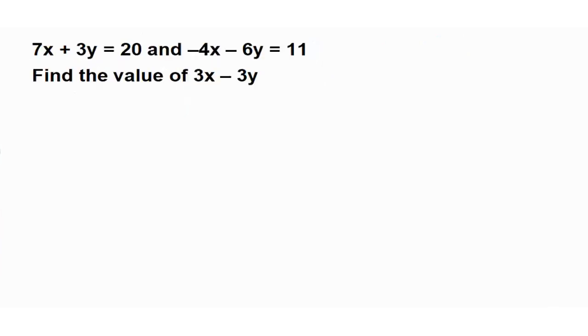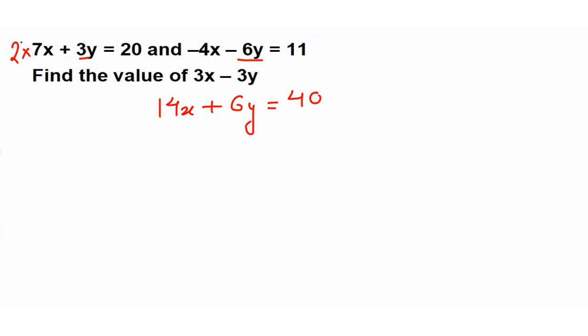And you all can just pause the video and try solving these equations. Next is 7x plus 3y equals 20 and minus 4x minus 6y equals 11. We have to find 3x minus 3y. So first we'll have to find x and y. Easiest way will be elimination method. We can eliminate this y because this is 6y, this is 3y. We can simply multiply 2 in this whole equation. So that will give us 14x plus 6y equals 14.